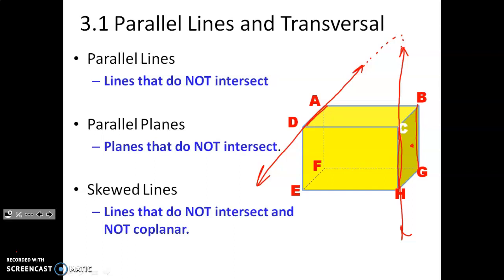BG would be another skewed line, GF, and HE. So we get 4 different skewed lines to line AD. Now we could do that to each of the lines, but I think we get the general idea of what a skewed line is.